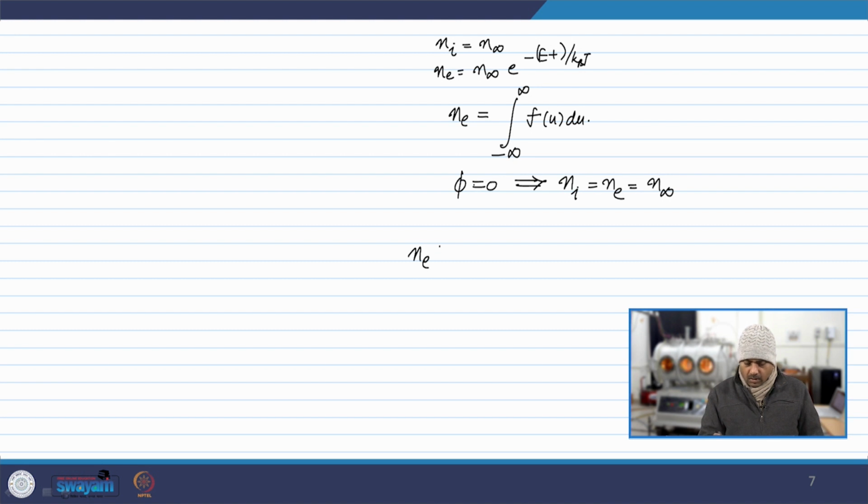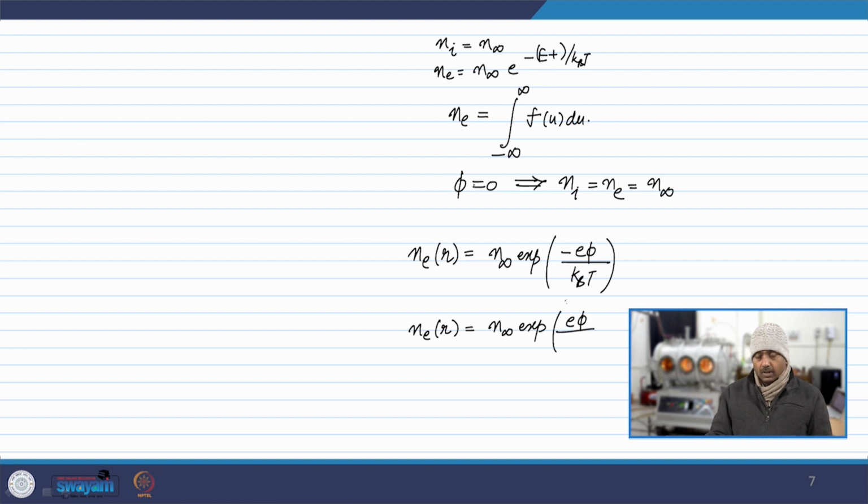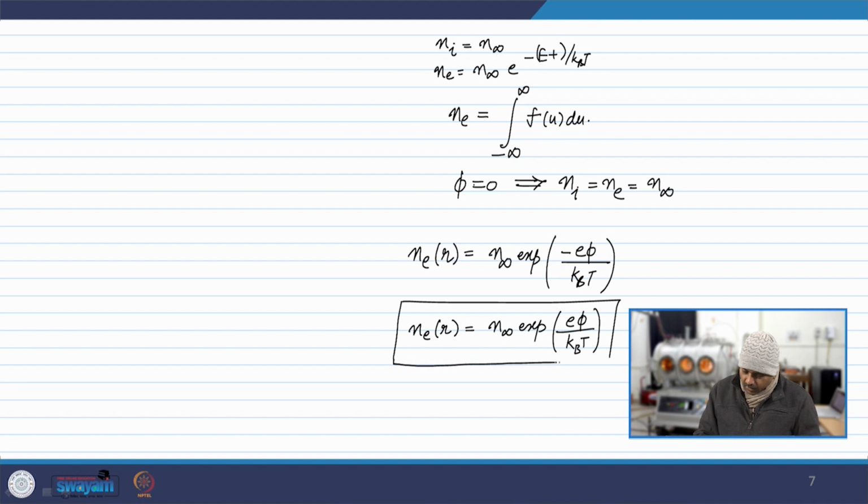So, the number of electrons as a function of r, let us say, will be n infinity exponential of minus e phi by kBT, okay. Here, let us say we don't talk about the background kinetic energy; we are rather more interested in the role or the influence of the potential phi, okay. Since the charge is negative, I am using e, the charge of the electron, as minus e, so I will write kBT. So, this is a very important relation. The meaning of this relation has a lot of significance in plasma physics.